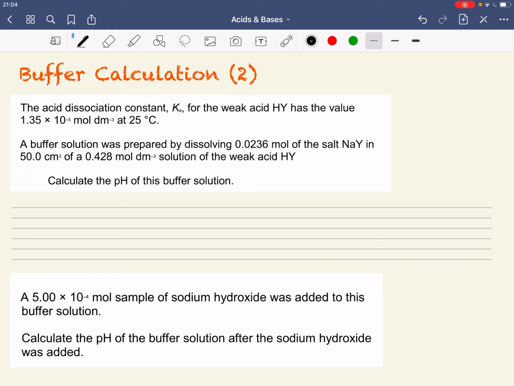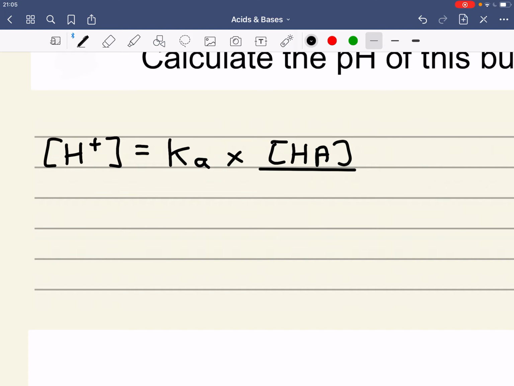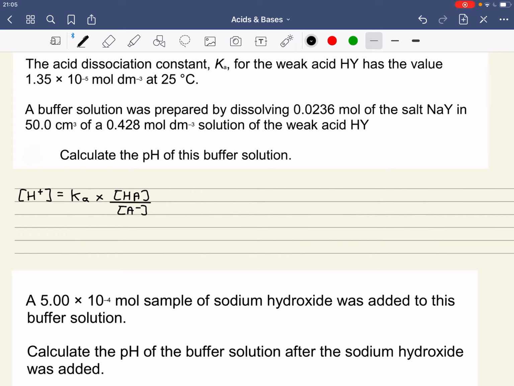So remember, if I want to work out the pH of a buffer, the first thing I'd write down is H plus is equal to the Ka times HA concentration over A minus. I will stress now, this is really important, you can use either moles or concentration for these values. However, if you're using moles, there has to be moles of both.